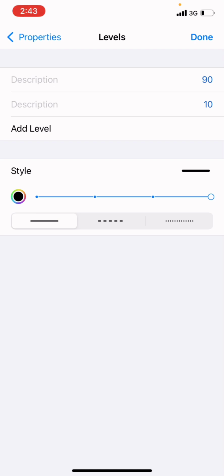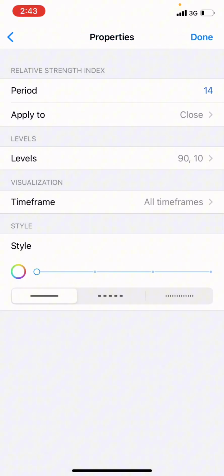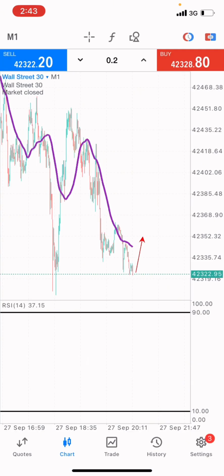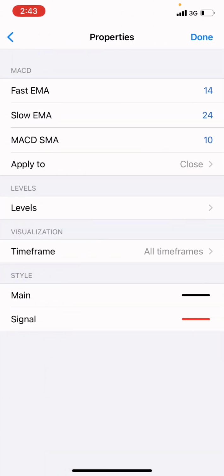All right, so you put on these parameters right here, you click on done. The style, you put it on 1 pixel with the color white, then you click on done as well. All right, then the third indicator, we're going to put in the MACD indicator into this chart right now.